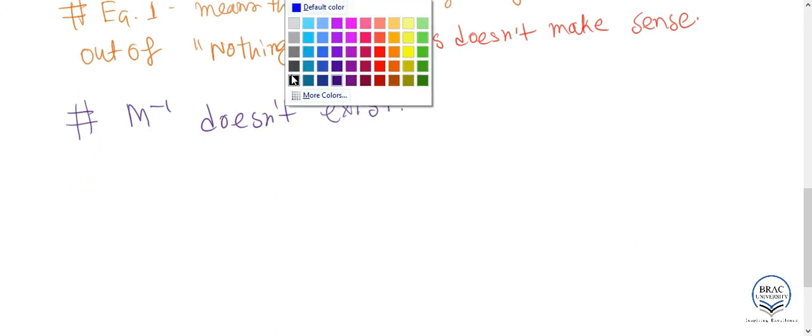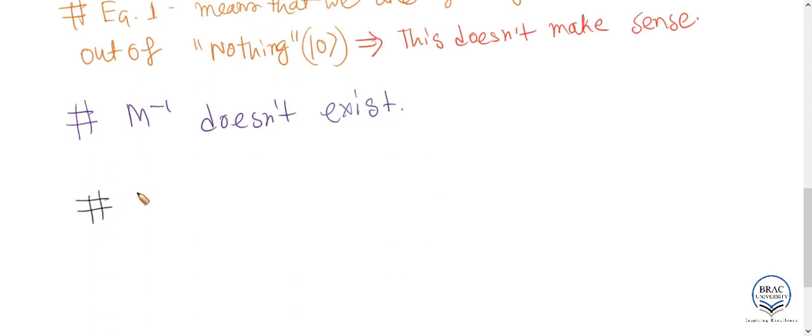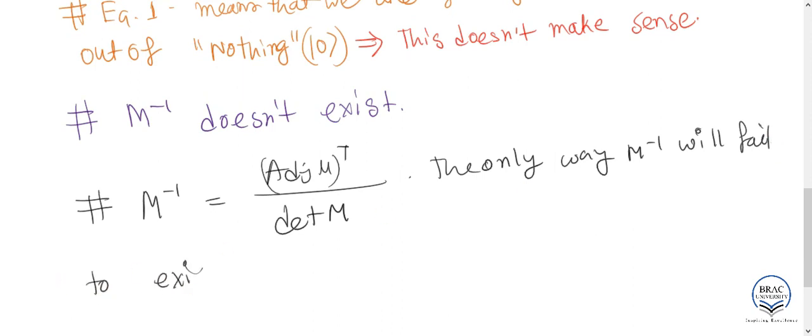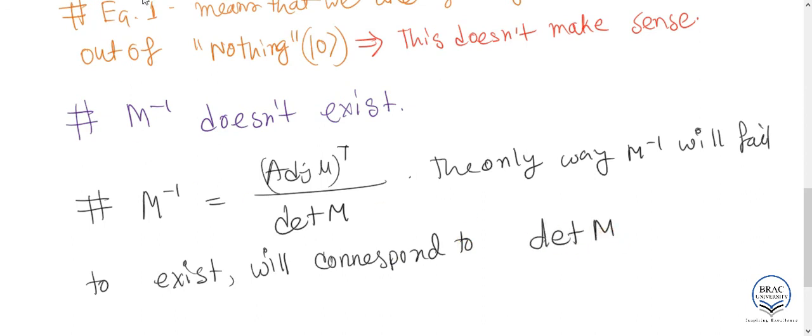So we are saying M inverse doesn't exist. Now we want to recall from our experiences with matrices, since we are dealing with a finite dimensional case, that the inverse of this matrix was given by the transpose of the adjoint of M divided by the determinant of M. And the only way M inverse will fail to exist will correspond to the determinant of M, let me write it in bold so that I can emphasize it better, being 0.